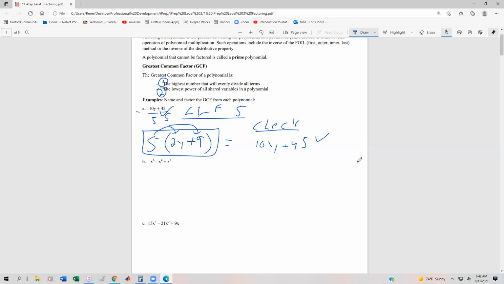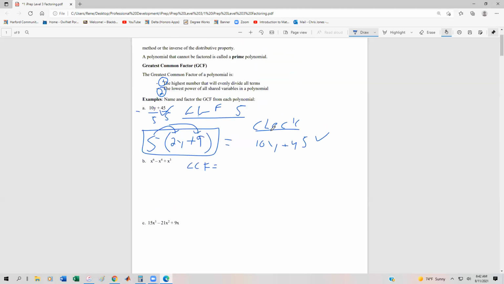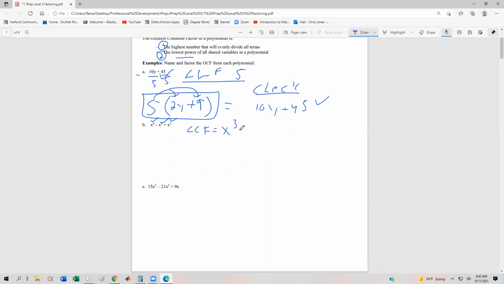A second example: we have x to the 6th minus x to the 4th plus x to the 3rd. Notice that for the GCF of this one, there is no number other than 1 as coefficients, and the lowest power of all the shared variables is x to the 3rd. Just like before, we're going to divide all the terms by x to the 3rd and place x to the 3rd on the outside.